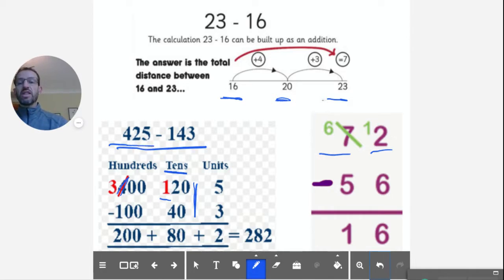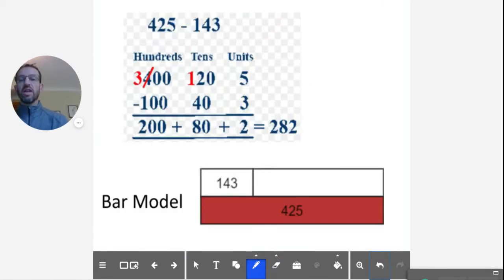Another way of representing these subtractions, just to help us think about them more clearly, if we look at 425 take away 143, is the bar model method. So 425 is our big number. We know we've got to take away 143. So this amount here is what we're trying to find out. What is left when we take away 143, which is where the number line comes in useful.